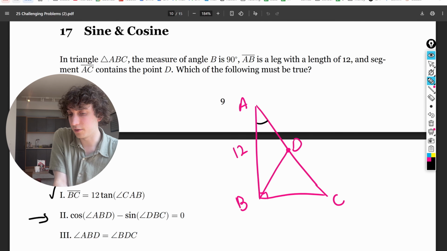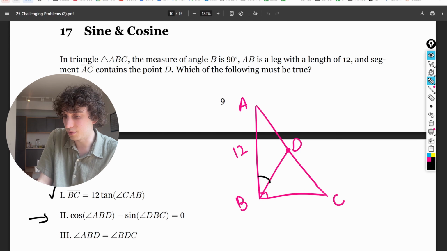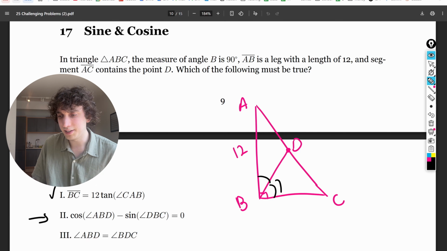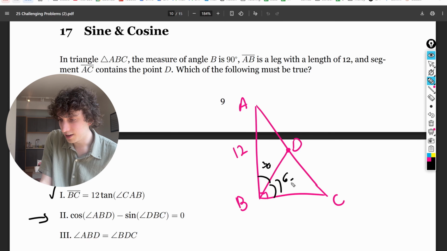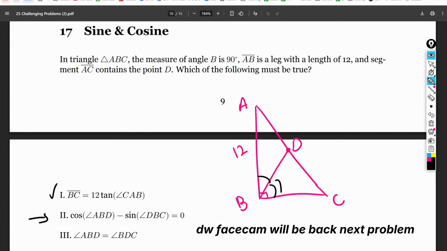The second answer asks if cosine ABD, that's this angle right here, minus the sine of DBC, that's this angle right here, has to equal 0. This one seems maybe a little harder to evaluate because we don't actually know what ABD or what DBC is. For all we know, this could be 30 and 60, this could be 1 and 89. There are a lot of different options here. We also don't have any right triangles that we can use the cosine and sine for. If this made a right angle, then maybe we could look at some ratios between sides, but this is not necessarily a right angle, and so we can't use side lengths either.